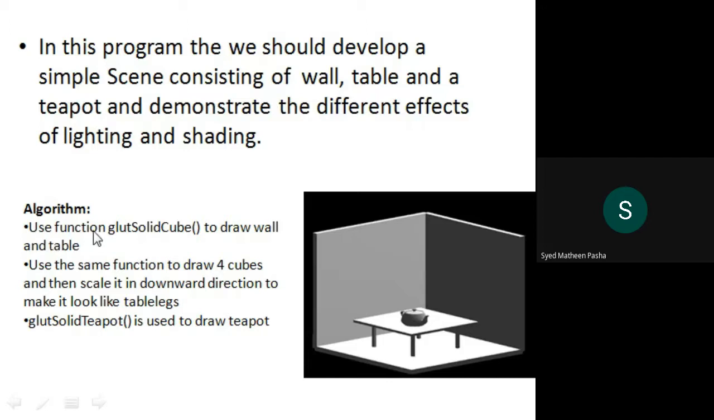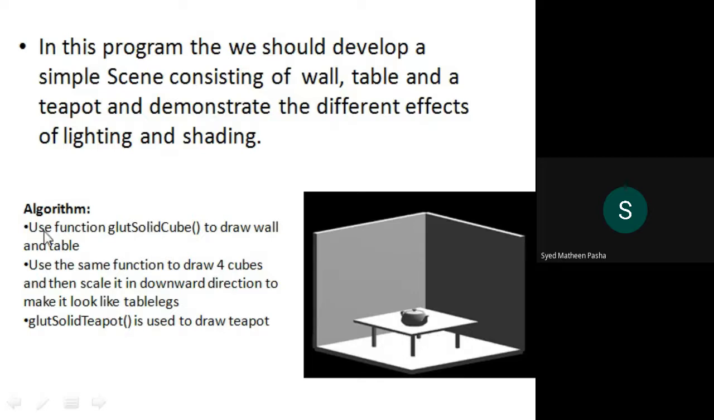First, we'll be using a function called glutSolidCube, so that this solid cube is used to represent the wall. That is, to draw a wall, we'll be using the function glutSolidCube. Then we'll be using the same function for drawing 4 cubes and then scale them in the downward direction to make them look like table edges. That is, I am using the same solid cube function to draw the surface of the table. Then I will scale this particular cube towards the downward direction, which might look like the legs of that particular table.